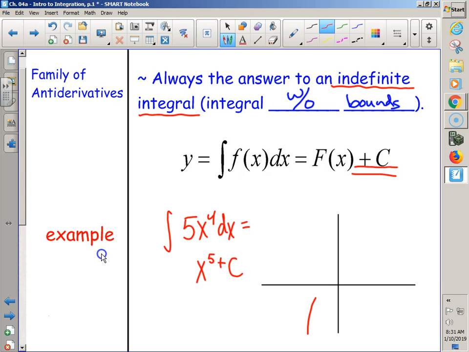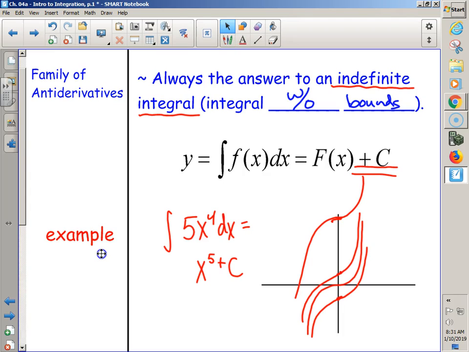However, it could be this one that goes through 0. But couldn't it also be shifted up 1? Couldn't it also be shifted down 1? Couldn't it also be shifted up 10? Couldn't it also be shifted down? So it's a whole family of antiderivatives. So every time you see this plus c, it's not just one function. It's technically all these different possible functions.